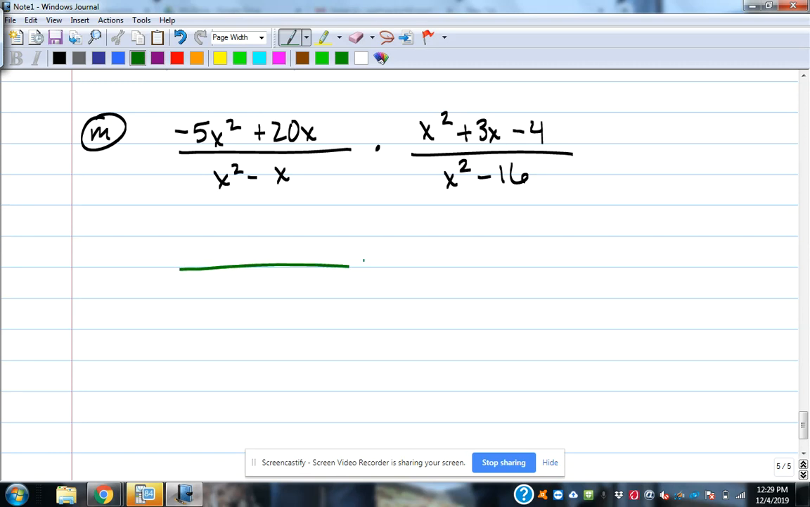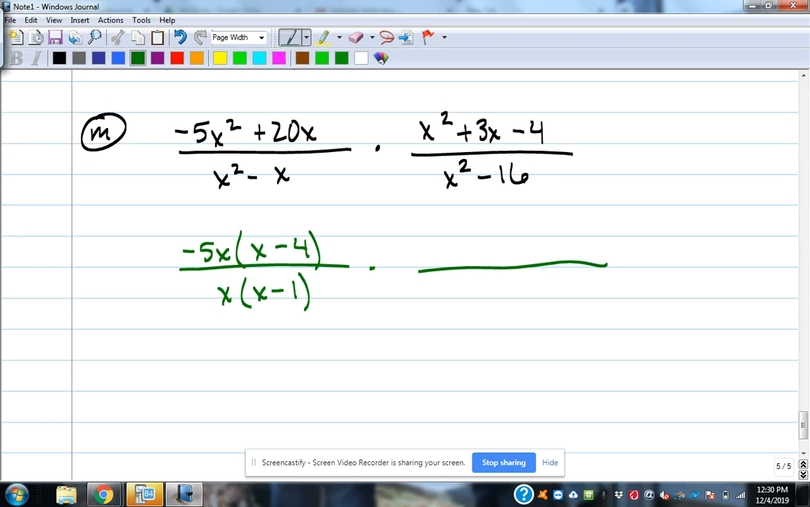Start with the first fraction. Top part, numerator. What do we pull out of there? Negative 5x. So whatever, if you've got a polynomial and the leading coefficient is negative, you're pulling out a GCF, pull that negative sign with it. And that'll leave x minus 4 in the parentheses. And then the denominator of that first fraction, the x minus 1, right?